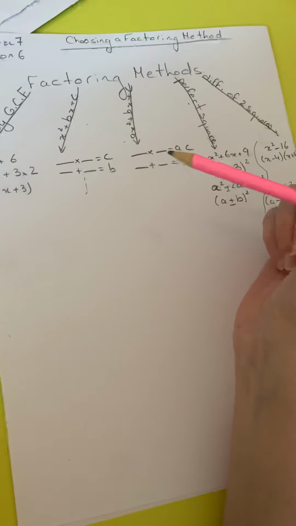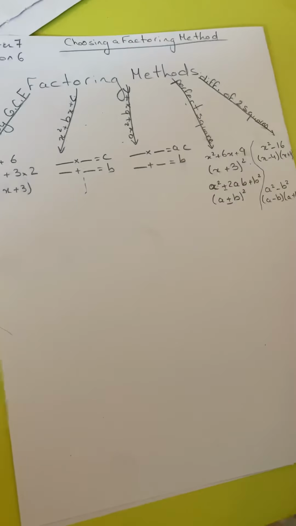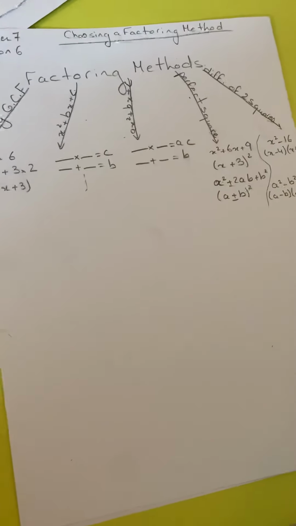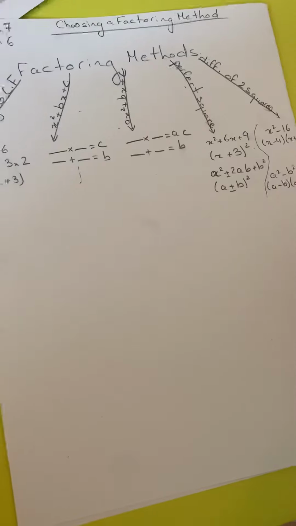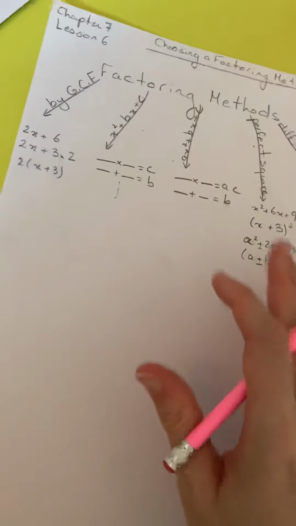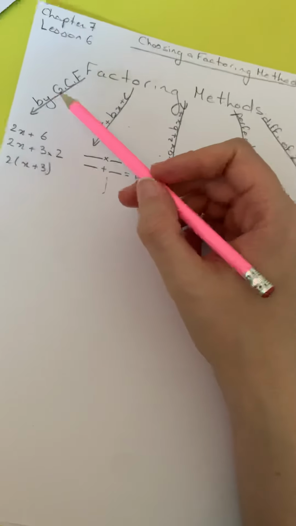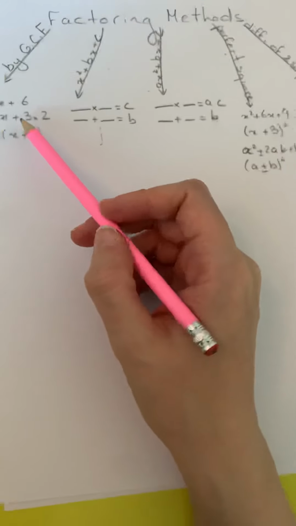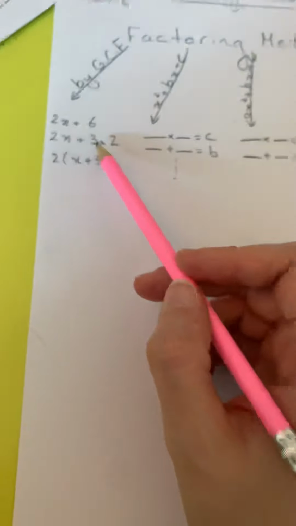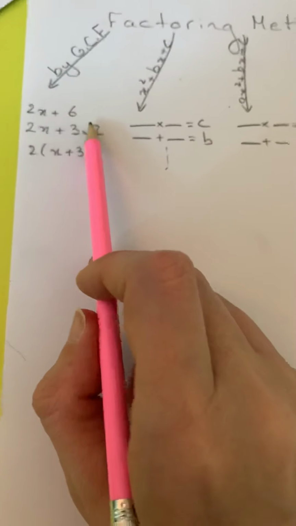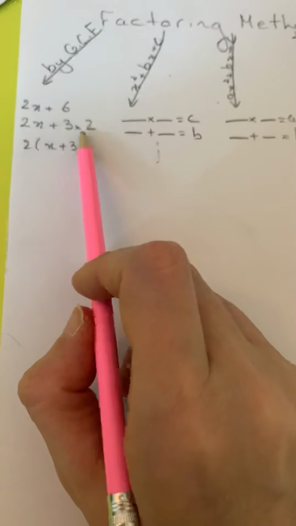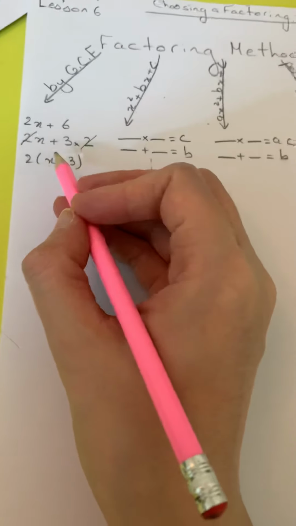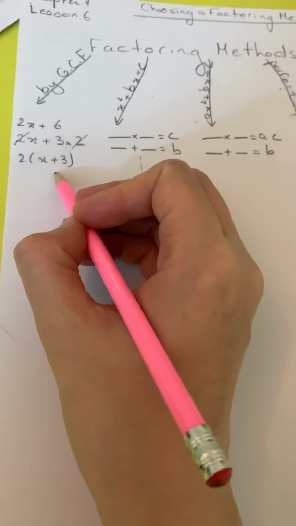So far in this chapter, you learned many methods of factoring, and let's recall each one of them in a very quick way. For example, first method was by GCF, which is the easiest one. You take what is common. For example, here if you have 2x plus 6, you see that 2 is common, so you cross it and you put it outside, and the rest you put it inside.